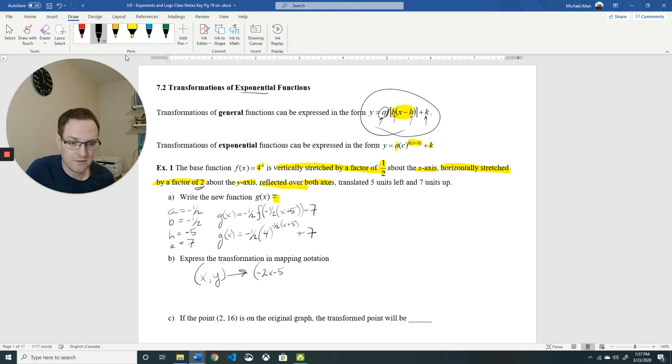What else do we have? So we've got the y values. We're doing a vertical stretch of a half and a reflection. So that's negative 1/2 y and 7 units up. So that's what that would look like.